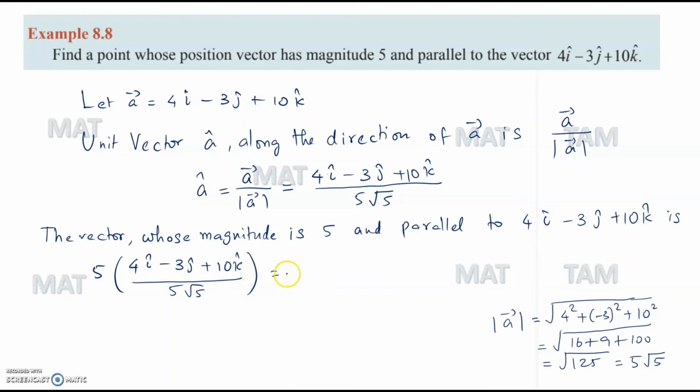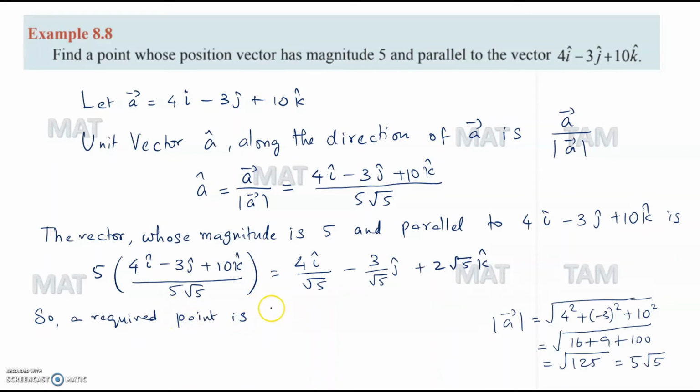That would be equal to 4i cap divided by root 5 minus 3 by root 5 j cap plus 2 root 5 k cap. So a required point is (4 by root 5, minus 3 by root 5, 2 root 5).